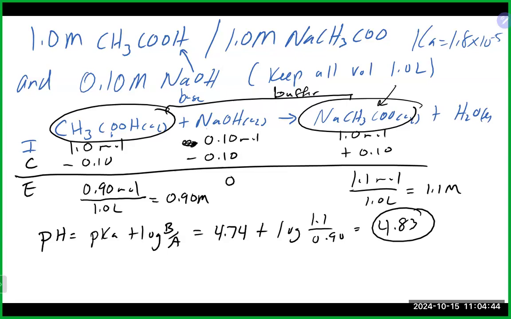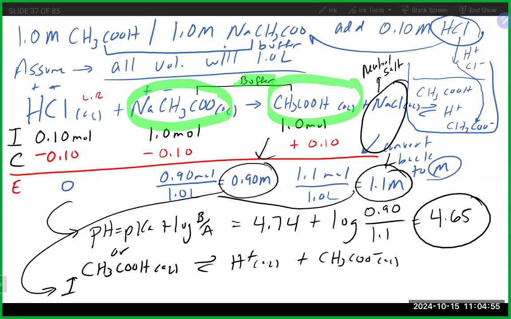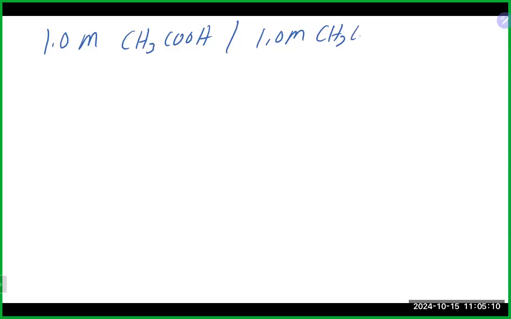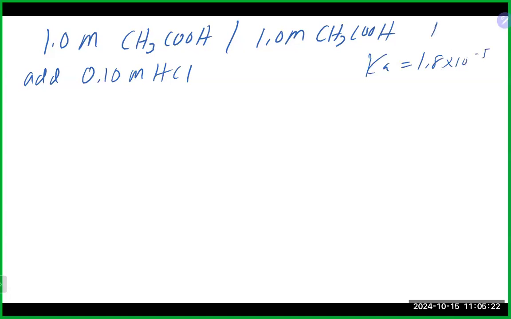Now, lastly here, to show you what would happen if you made a real mistake, say in class or something like that, let's take a look at what would happen in this situation and why there is something known as buffer capacity. Again, we're rolling with our same buffer example here. And we're going to add 0.1 molar HCl, and we have our Ka 1.8 times 10 to the minus 5. We're still going to keep all of our volumes at 1 liter constant.